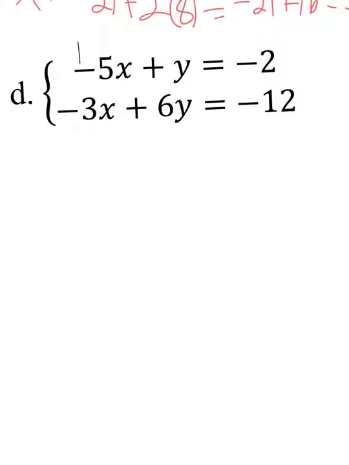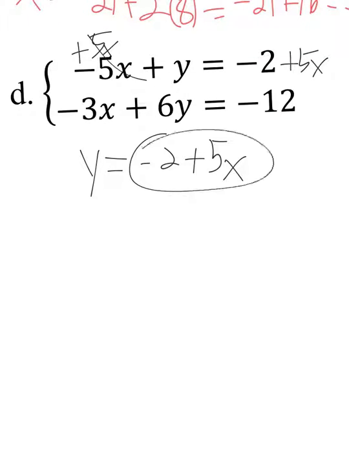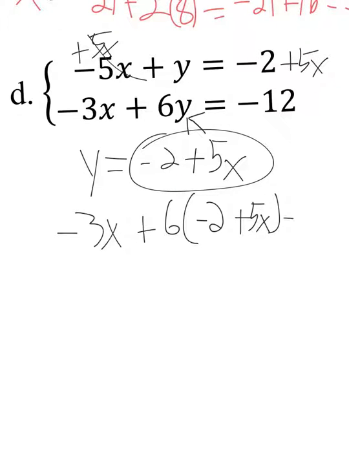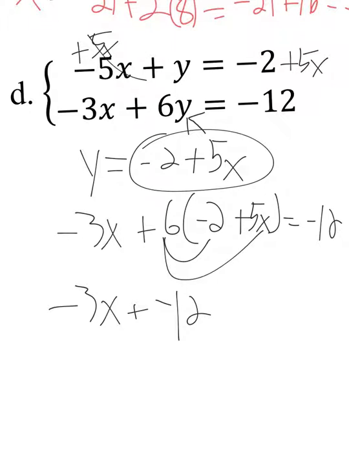If I just add 5x to the other side, I have y equals negative 2 plus 5x, or 5x minus 2. Doesn't really matter which way you write it in this case. Plug that in for the y there. So negative 3x plus 6 times negative 2 plus 5x equals negative 12. So let's see, I'm going to distribute. Negative 3x plus negative 12 plus 30x equals negative 12.